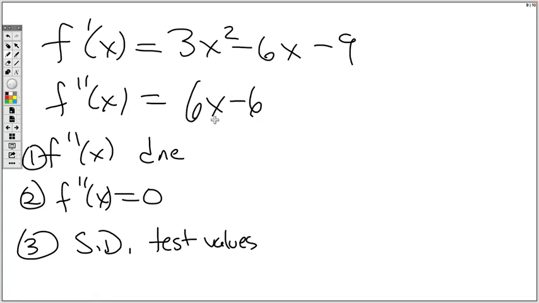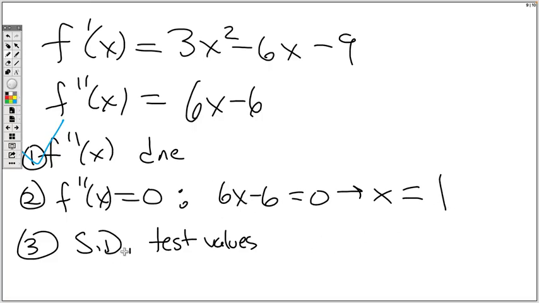So once again, are there any places where this second derivative is not going to exist? That's a lot of negatives in there, but any chance we can divide by 0? Any issues with radicals or anything? No, we're all good. So I just set the second derivative equal to 0. If 6x minus 6 is 0, what do you get for x? x is 1. All right, so now we're ready to get our sign diagrams.